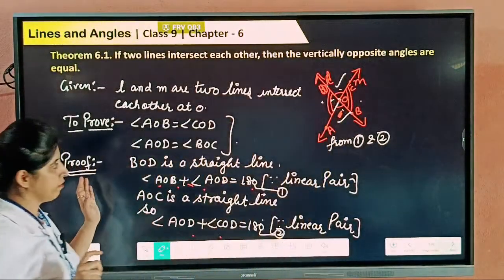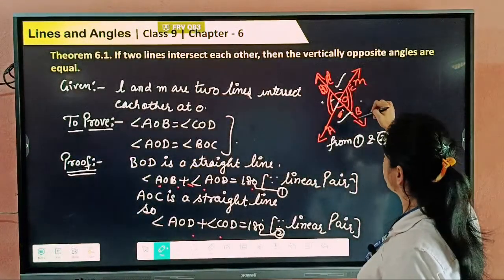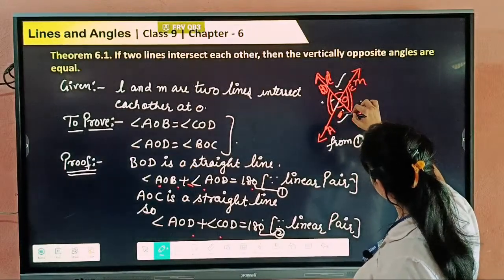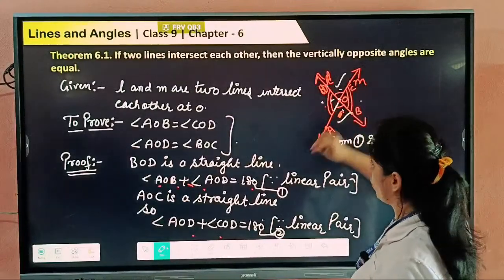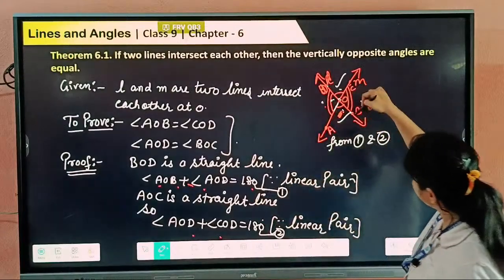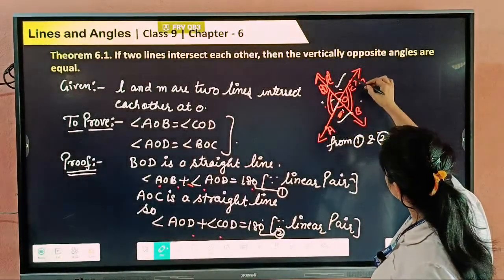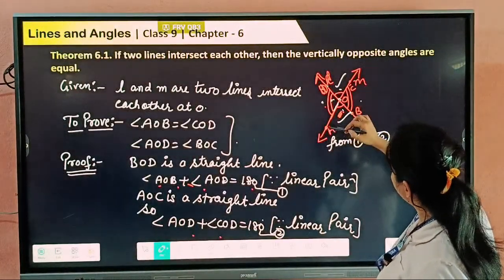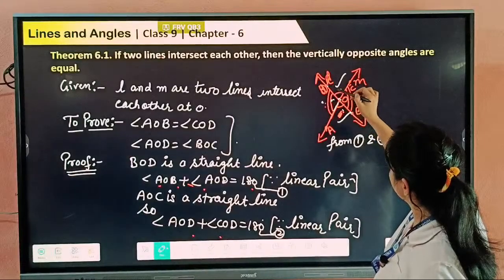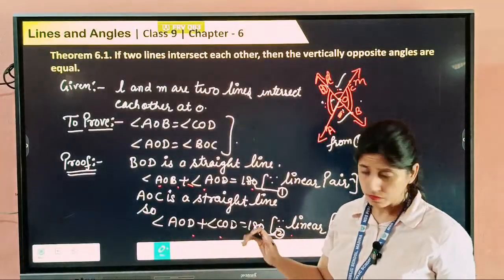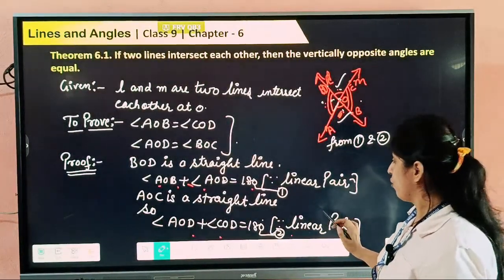Okay. So in the proof, what will we do? First, we will take a straight line BOD. BOD is a straight line, and in this straight line two angles are there, one is this and one is this. So angle AOB and AOD equal to 180 degrees because of linear pair. Both are forming a linear pair. Next I am taking this line AOC. In AOC, AOD plus COD, these two angles sum is 180 degrees because they are forming a linear pair.